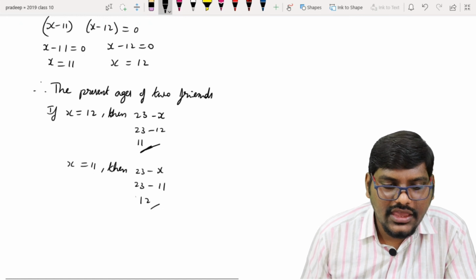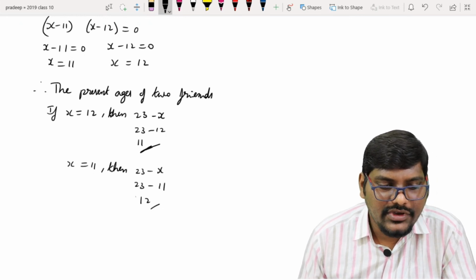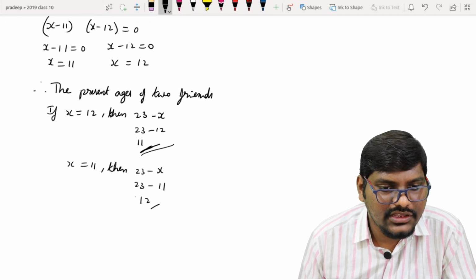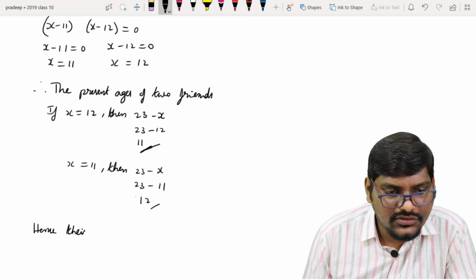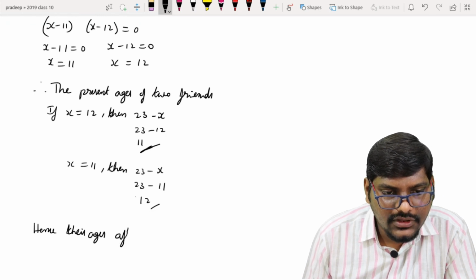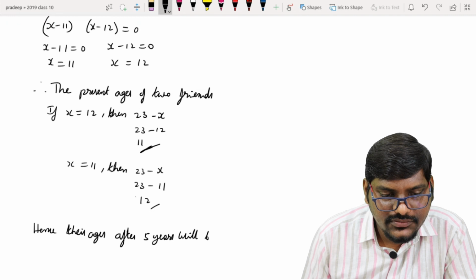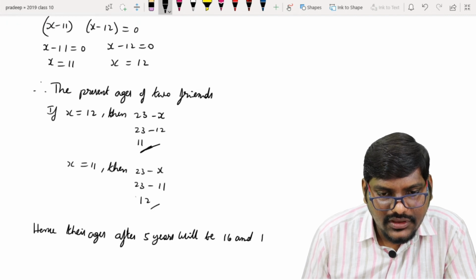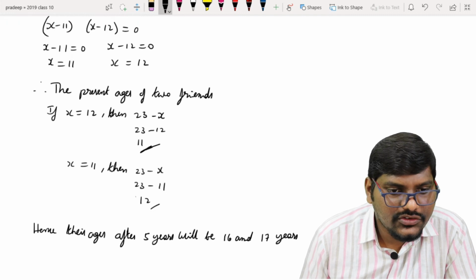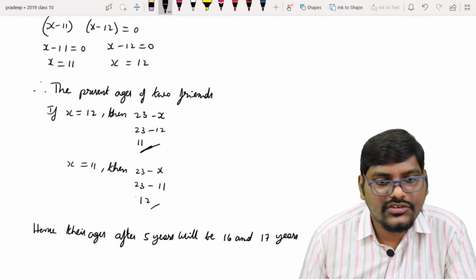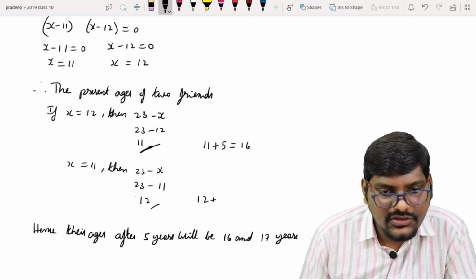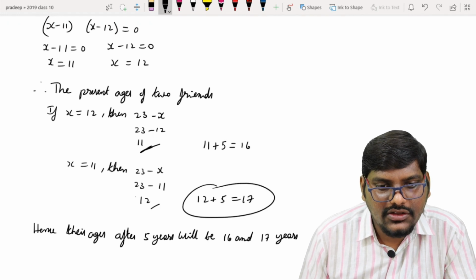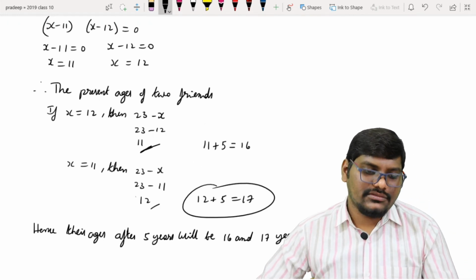Alright, the question asks for ages after 5 years, which means we have to just add 5 for this and 5 for that. So therefore hence their ages after 5 years will be 16 and 17 years. So this is the present age of the two friends, that is 11 plus 5 is 16, and 12 plus 5 is 17. Alright, so this is all about this question.